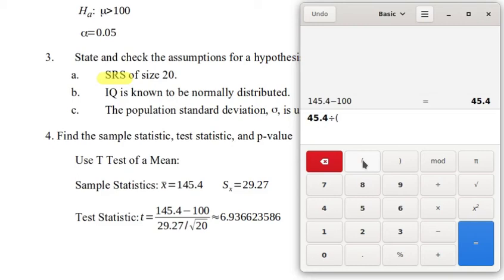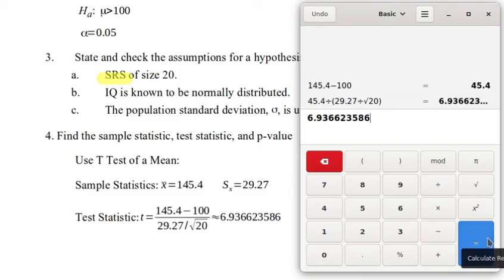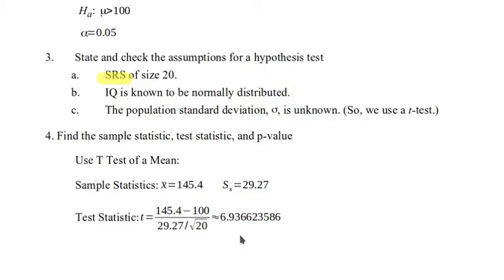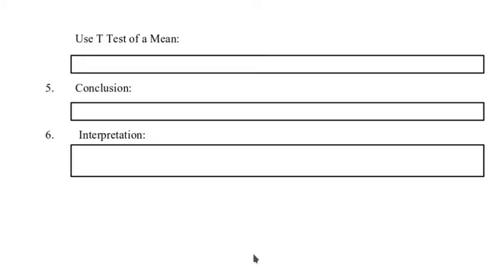So the first thing is our sample standard deviation, 29.27. We're then going to divide that again by the square root of our sample size, 20. Let's close those parentheses, and it tells us that we're now leaving the denominator, and press enter. So there's our test statistic. And of course now we need our p-value, so let's look at the next page and continue with GeoGebra.